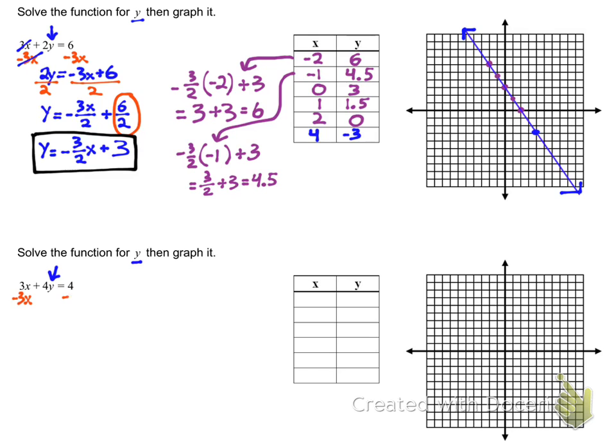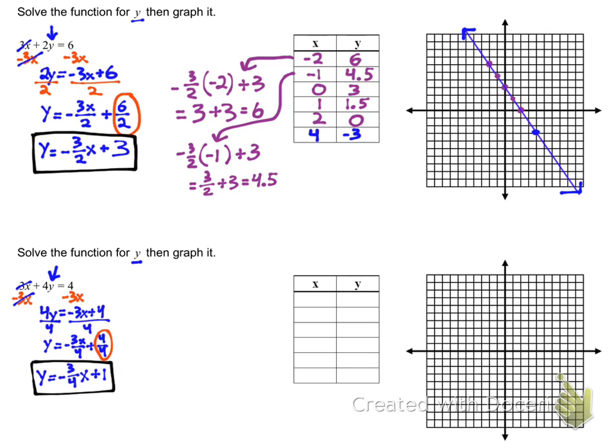All right, last one. I'm going to solve for y. Here we go, solving for y. Divide by 4. I'm going to split the fraction up as before. And 4 over 4 is just 1. So I'm going to simplify that, and I write that as y = -3/4 x + 1.